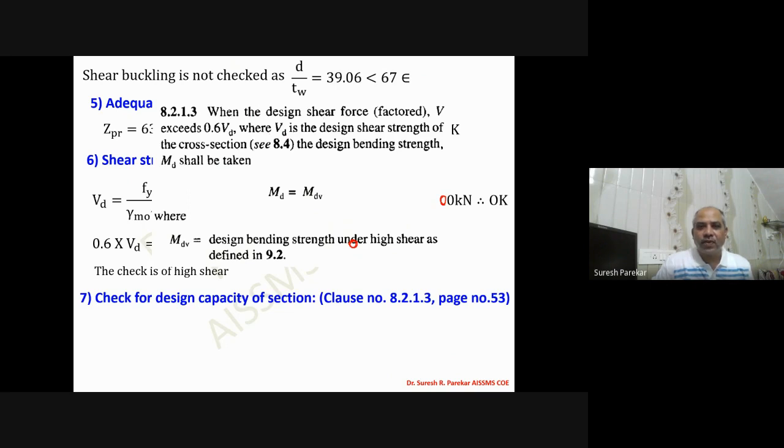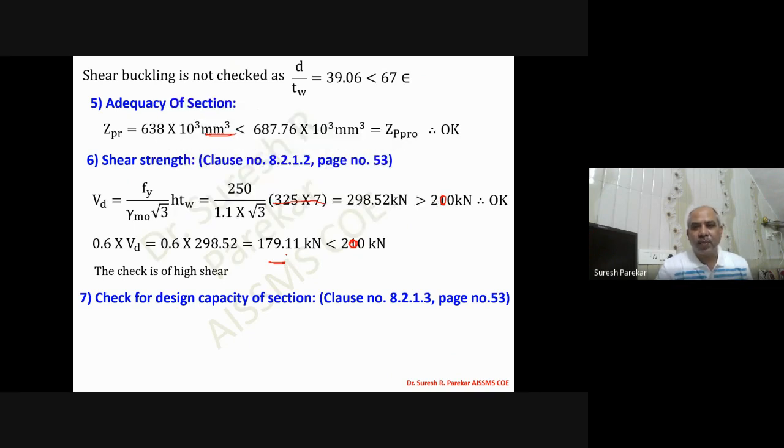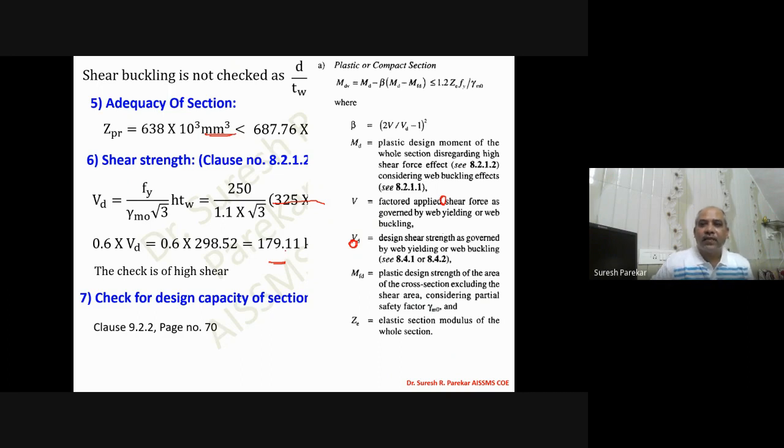When the design shear force V exceeds 0.6 VD, where VD is the design shear strength of the cross section, the design bending strength MD shall be taken as MDV. And from where will we get it? From 9.2. Now we will go to this 9.2, page number 70, you can see over here. For a plastic or compact section, we have MDV equal to MD minus beta, MD minus MFD, into (2V upon VD minus 1) whole square.